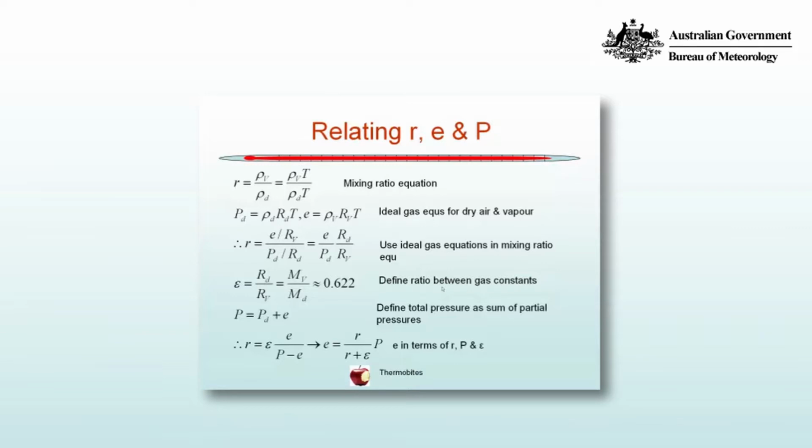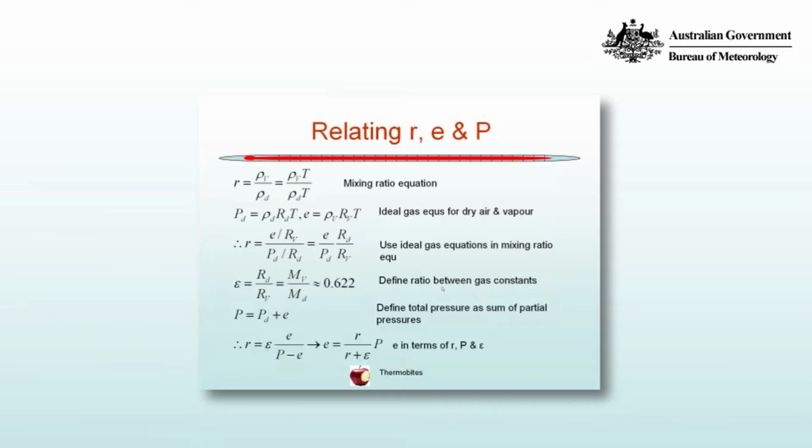The pressure due to the dry air, PD, is equal to rho D, RD by T, and the vapour pressure E is equal to rho V, RV by T. Substitute for rho T for both expressions, and then flip the two fractions that you get on the numerator and the denominator, and you end up with the expression R is equal to E on PD, RD on RV.